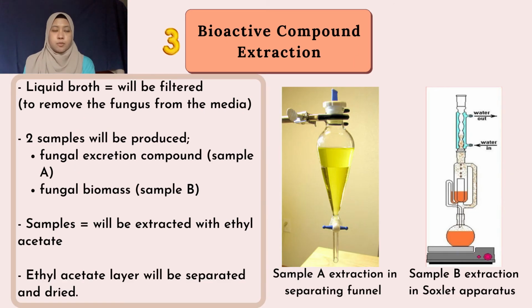Next, I will proceed with bioactive compound extraction. The liquid broth will be filtered in order to separate the fungal mycelium from the media. Upon filtering, 2 samples will be produced, which are fungal excretion compound sample A and fungal biomass sample B. Both samples will be extracted with ethyl acetate. However, sample A will be extracted in a separating funnel, while sample B will be extracted in a Soxhlet apparatus. Once done, the ethyl acetate layer will be separated and dried by using a rotary evaporator.